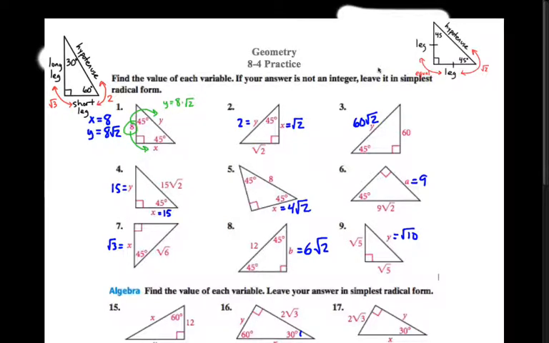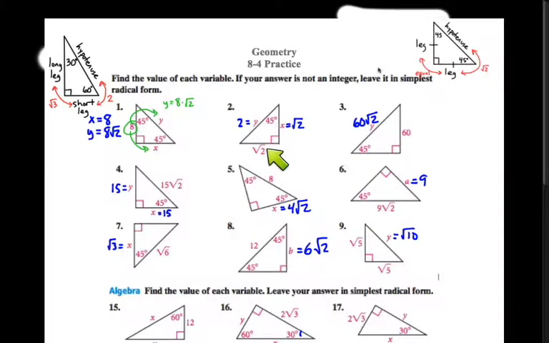On the next one, 45, 45, 90. This leg here is square root 2. It's the leg because the hypotenuse is this guy, and the legs are the two sides that make up the 90-degree angle. So both of the legs are equal to square root 2. Then how do you get the hypotenuse, the y equals 2?